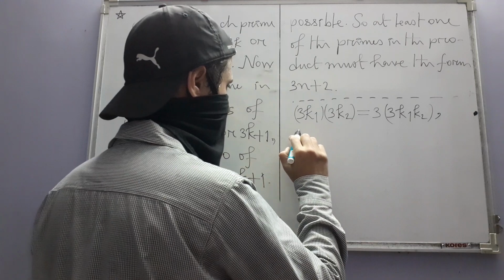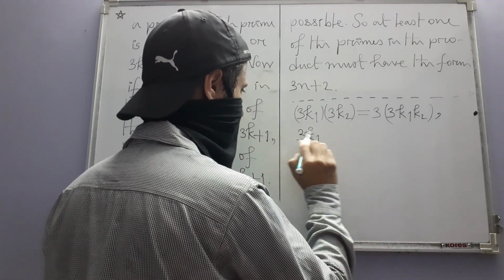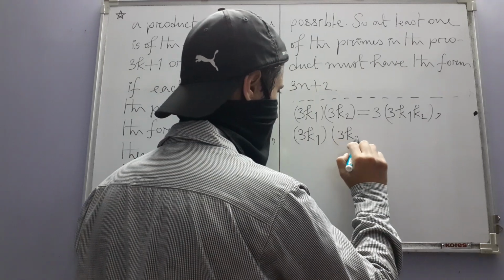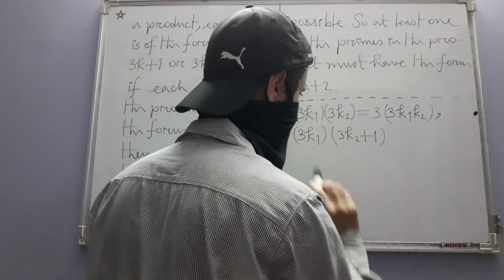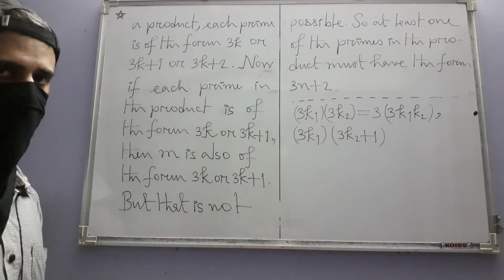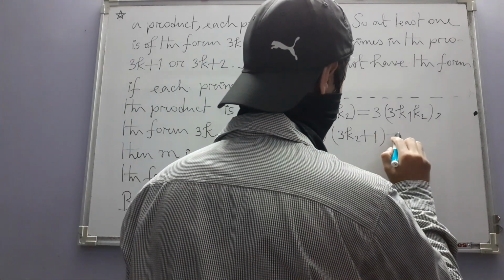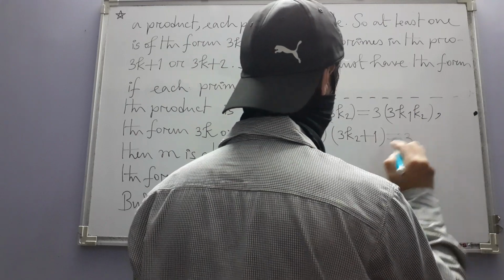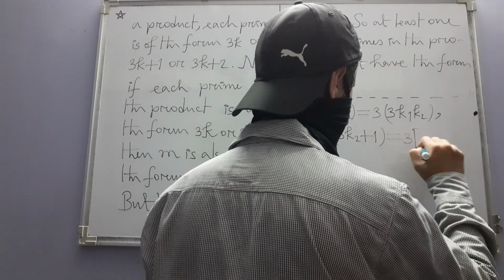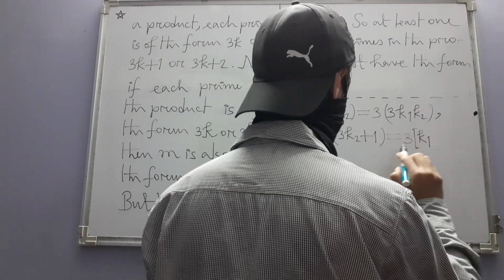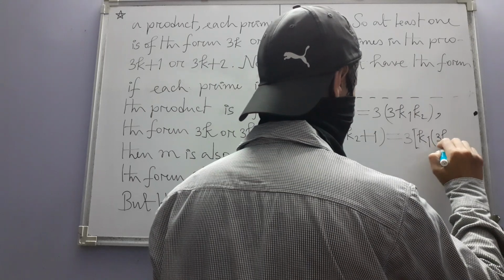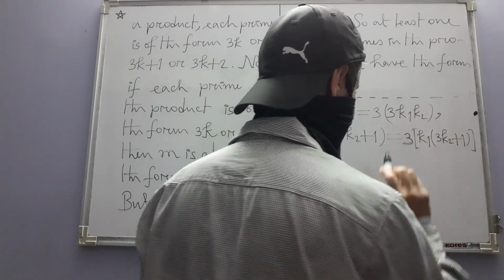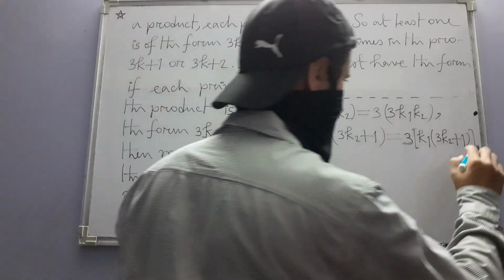What happens if we consider the product of a 3k1 with another number of the form 3k2 plus 1? In that case, you have again 3 times k1 times 3k2 plus 1. So again of that form, 3 times some integer.